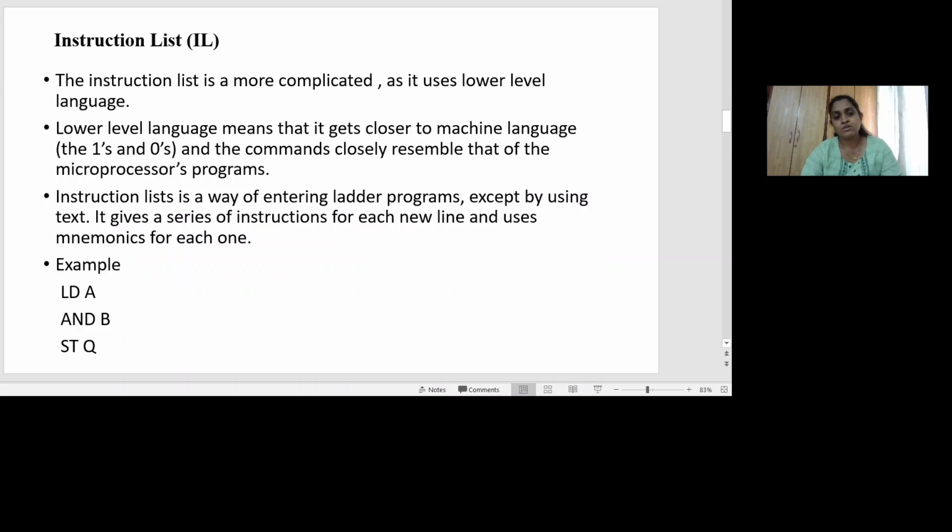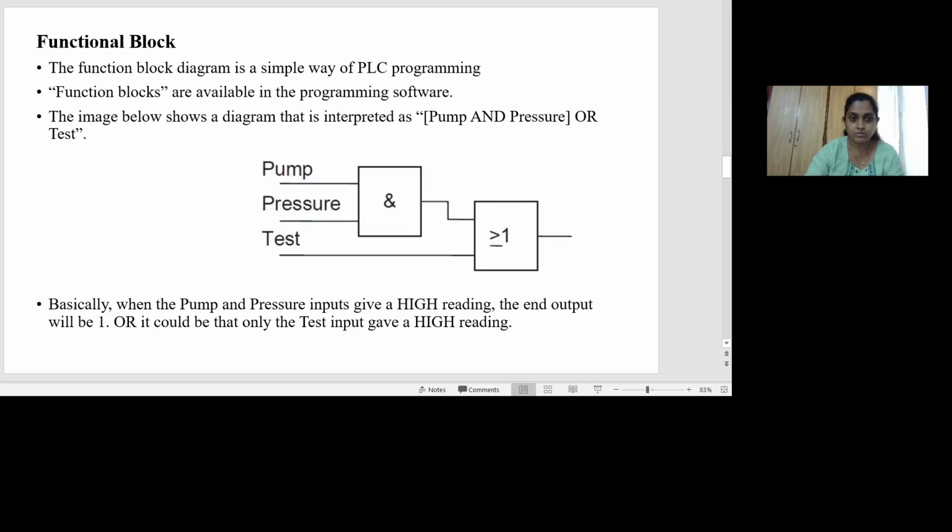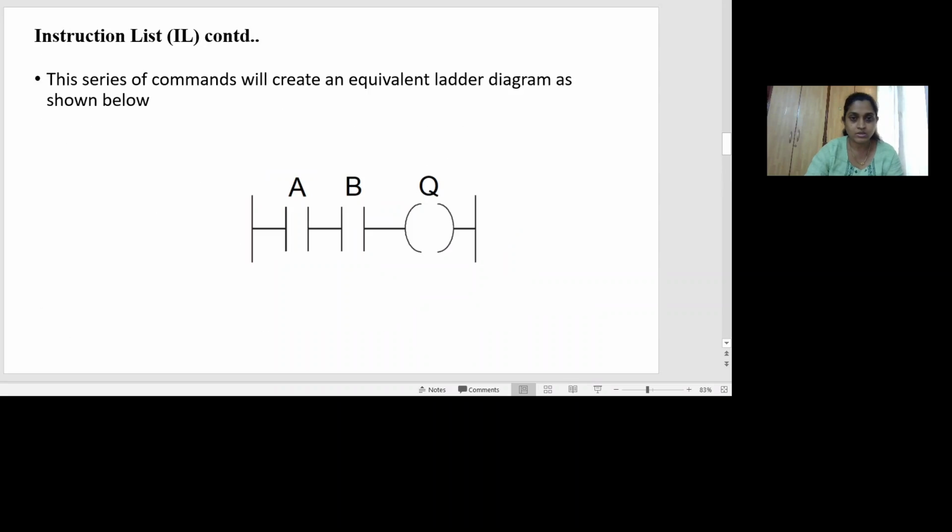The second one we went through was the instruction list. Again, this is also a text-based language, and it resembles the assembly language which we use for microprocessor programming. Here, mnemonics are used. The example I've shown here, this set of mnemonics, if converted into a ladder diagram, will look like this.